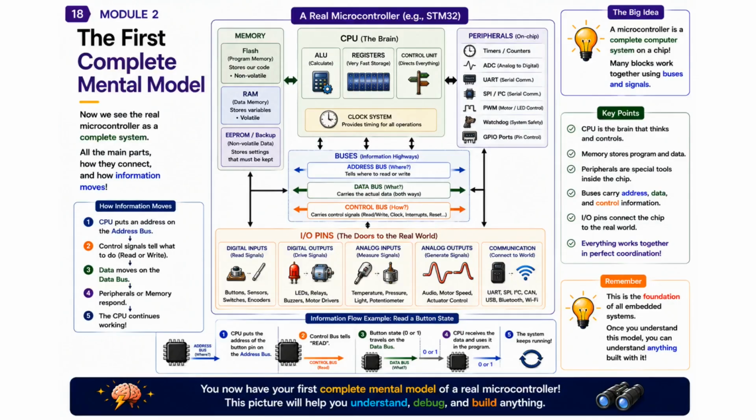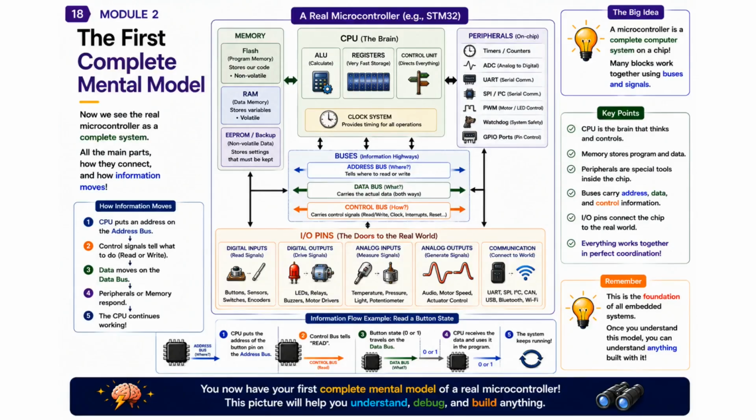Connecting all these building blocks are the buses, the information highways inside the chip. The address bus answers the question, where should the information go? The data bus carries the actual information in both directions. And the control bus carries commands such as read, write, clock, interrupts, and reset signals.